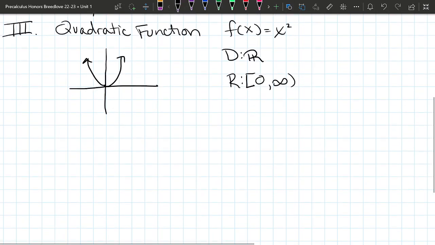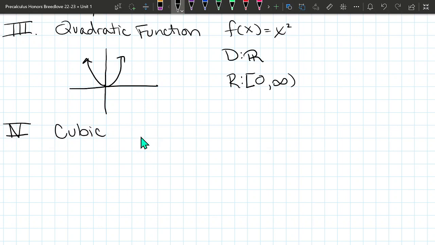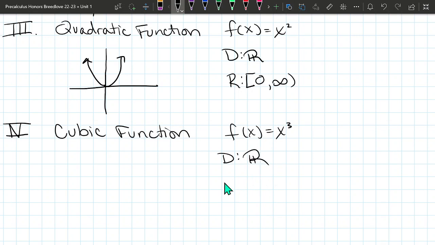All right. After quadratic, the next unit you covered in Algebra 2 should have been the cubic function, probably. Which is f of x equals x to the third power. And your domain is all real numbers. And your range is also all real numbers because you can have a negative result when you take something to an odd power. So this one, it's kind of like that.